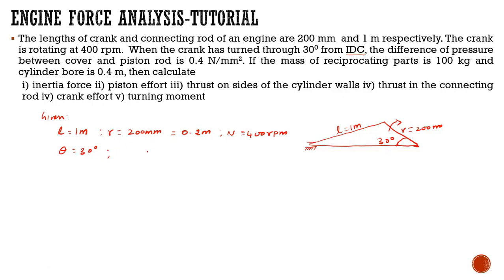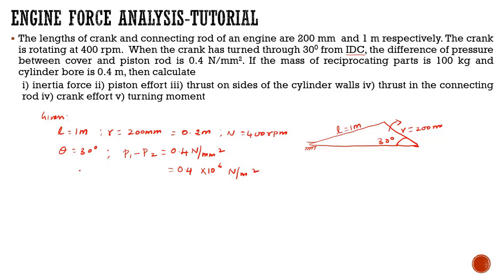And here the pressure difference is given, that is the difference of pressure between the cover and piston rod, 0.4 Newton per mm square. The difference of pressure means P1 minus P2, which is equal to 0.4 Newton per mm square. To convert that into Newton per meter square, we multiply by 10 to the power 6: 0.4 times 10 to the power 6 Newton per meter square.